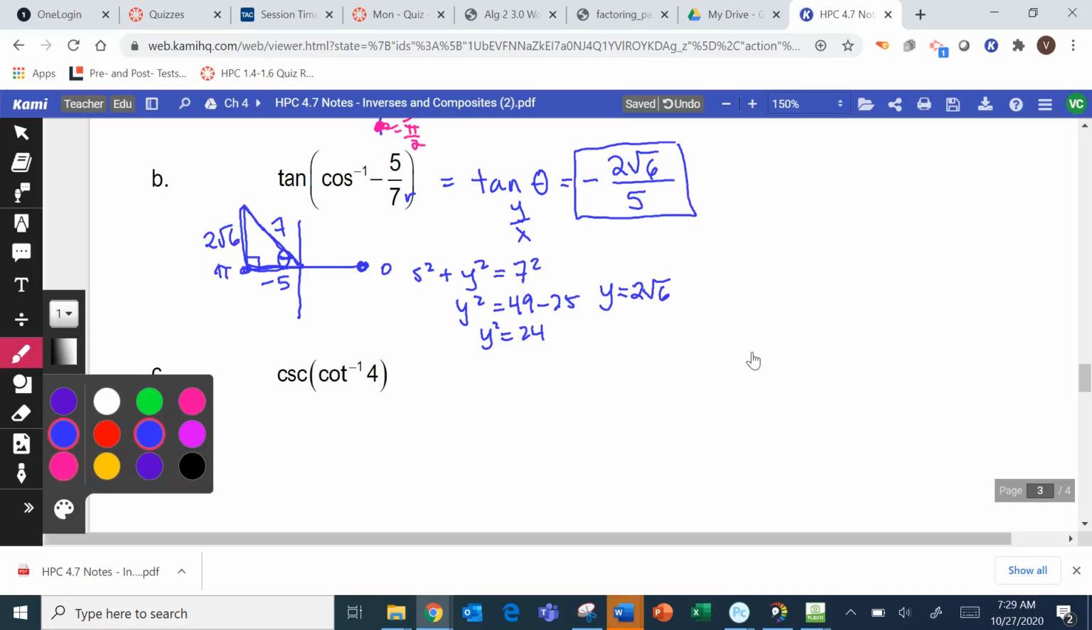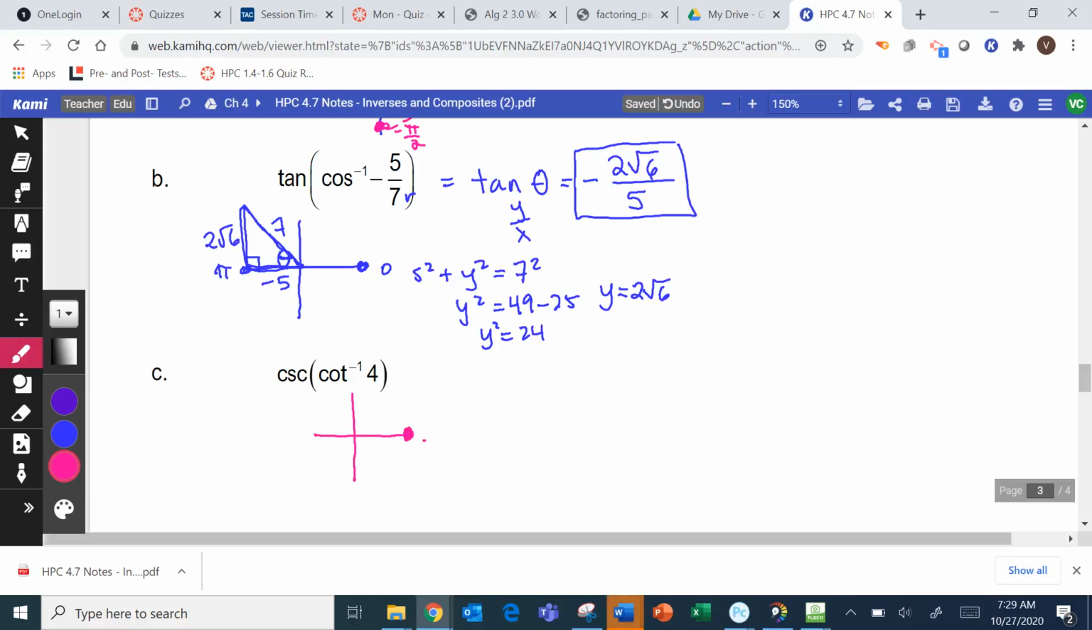And then cotangent inverse 4. So I'm going to start with my cotangent values that go from 0 to pi. And this is a positive 4, so we'll talk about it being in the first quadrant. And there's my theta. Cotangent is x over y, so this will be 4 over 1. My x value is going to be 4. My y value is going to be 1.